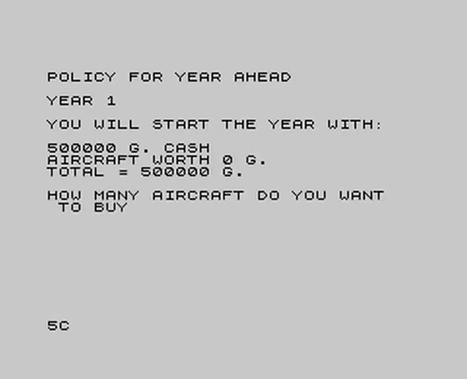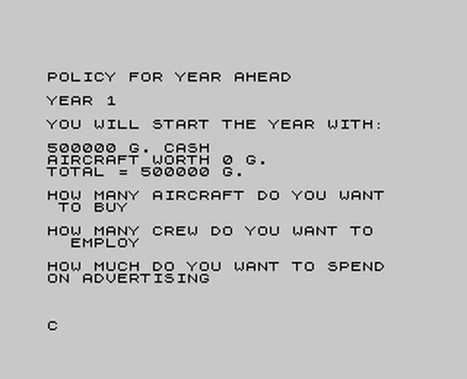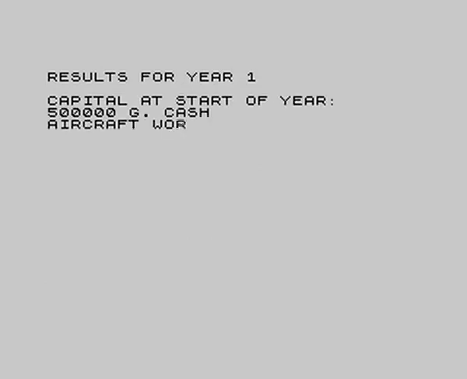But let's buy some aircraft. Let's have 5 aircraft to start with. How many crew do we want? You need 2 per aircraft. How much do we spend in advertising? 100 grand? Okay.